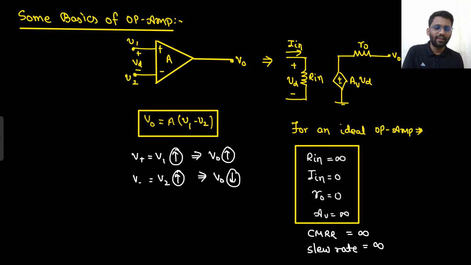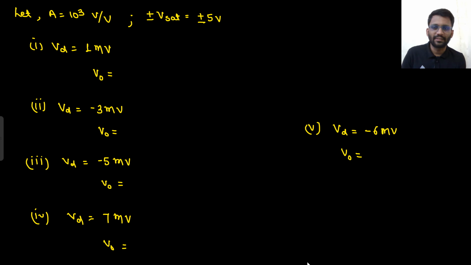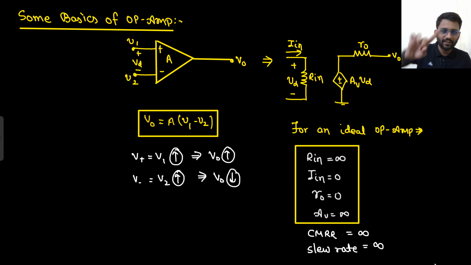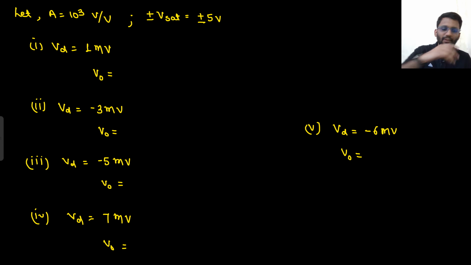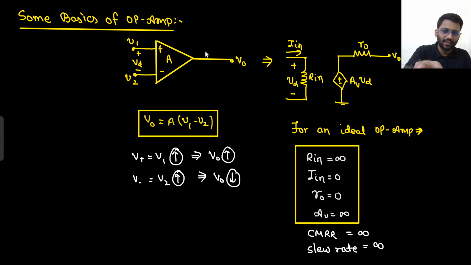Now one more thing I will tell you about this op-amp. Let's take an example for that. Let's say our op-amp gain is 10 to the power 3. The op-amp that is given has a gain of 10 to the power 3 because it is not ideal. The op-amp is not ideal and it has some saturation voltage. So whenever you see an op-amp, there will be some saturation voltage written, plus Vsat and minus Vsat.